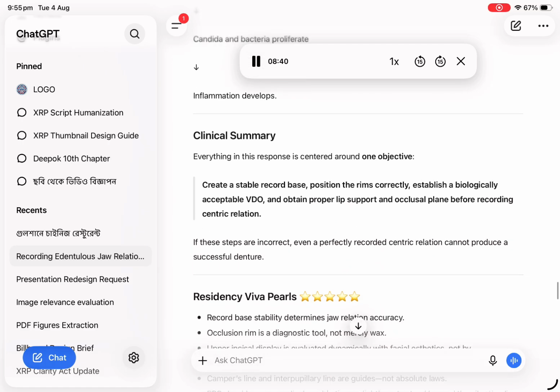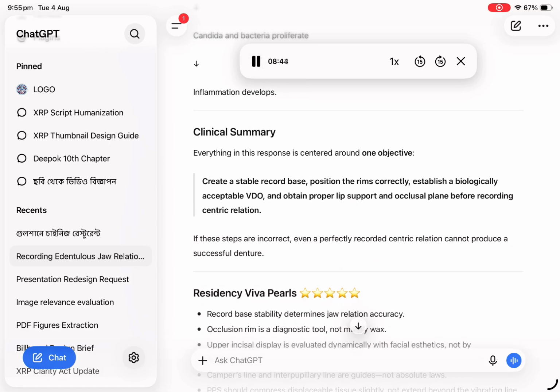Clinical summary: everything in this response is centered around one objective. Open quote. Create a stable record base, position the rims correctly, establish a biologically acceptable VDO, and obtain proper lip support and occlusal plane before recording centric relation. Close quote. If these steps are incorrect, even a perfectly recorded centric relation cannot produce a successful denture.